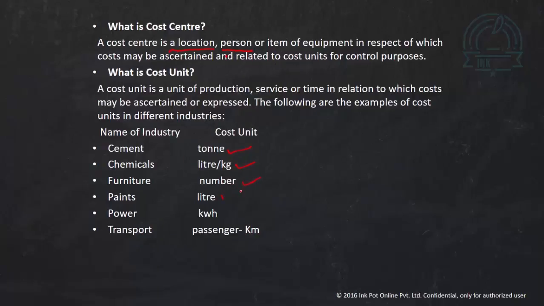Paint is again manufactured in liters. Power, kilowatt hours, and in case we are providing services, power is again a service. Transportation companies also provide service. So we calculate cost of passenger per kilometer. So this is cost unit of a cost object.